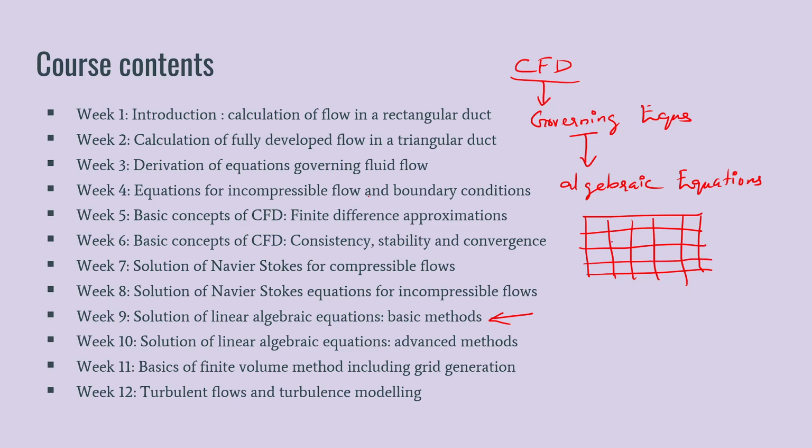So in each node of the cell, each node of this domain, this algebraic equation has to be solved. For that, it will make a system of algebraic equations which can be written in matrix form as Ax = B, where A is the coefficient matrix and X is the unknowns. So to solve this system of algebraic equations, we need some methods.